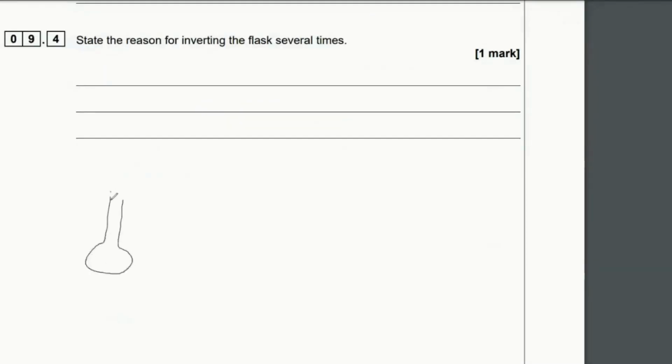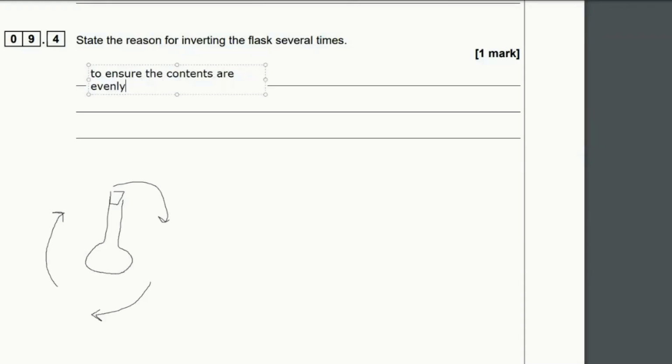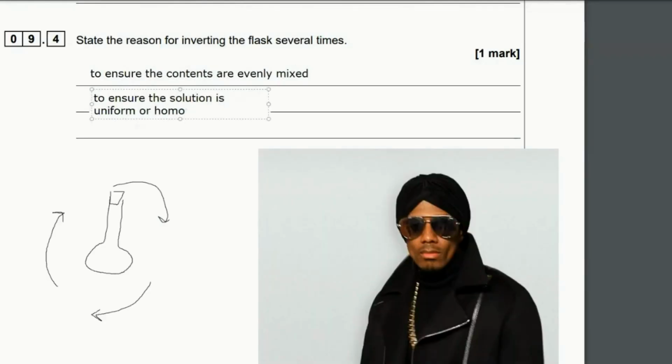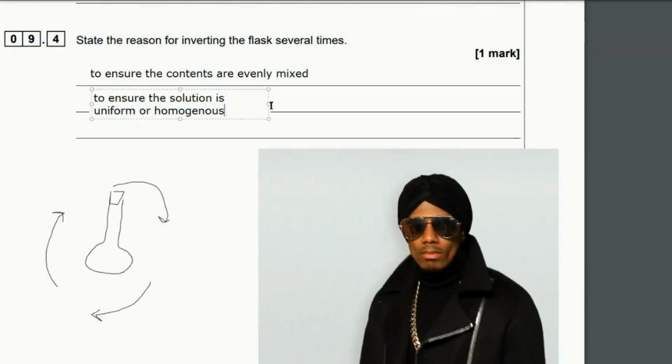Now for 9.4, state the reason for inverting, that means turning the flask upside down, inverting the flask several times. And the reason is we want all the contents to be evenly mixed. We want the moles of all the different contents within that solution to be mixed evenly. And this can be described as being homogeneous or uniform. So you can say to ensure the contents are evenly mixed, but if you want to get funky, you can say to ensure the solution is uniform or homogeneous.